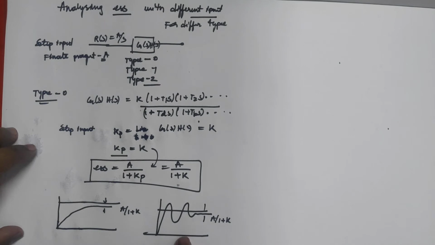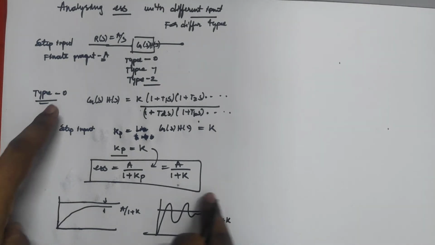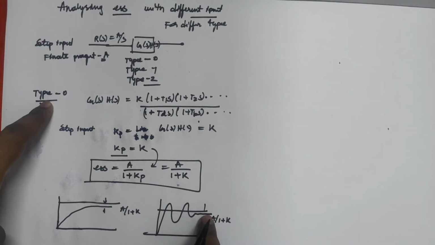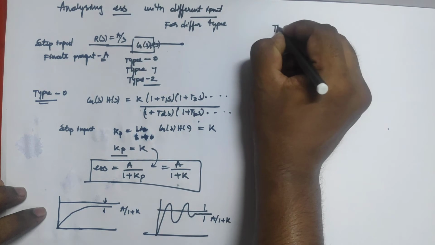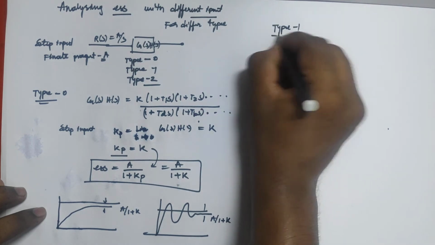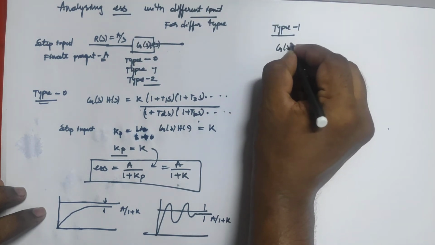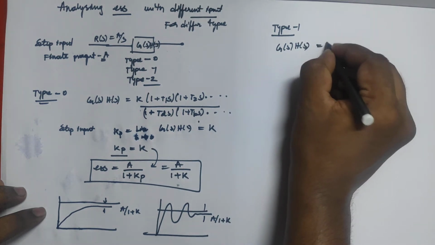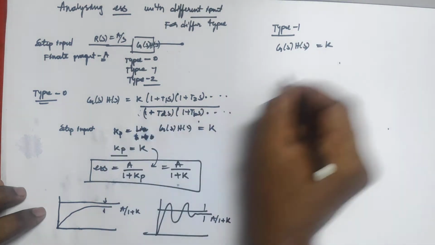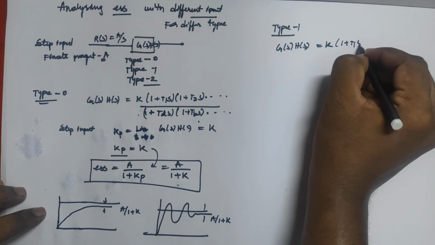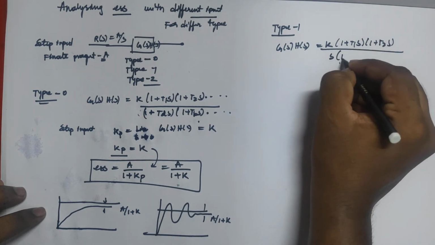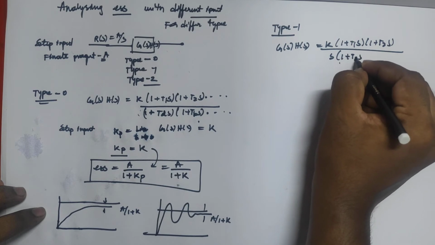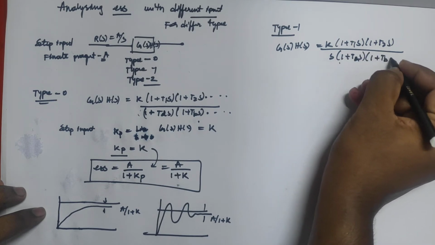Okay, so the conclusion is, for the step input, if the type is 0, the error coefficient gives the error A by 1 plus K. Now coming to the type 1 system. For type 1 system, we have G(s)H(s) including one origin, with K(1 + T1 s)(1 + T2 s) by s(1 + Ta s)(1 + Tb s).